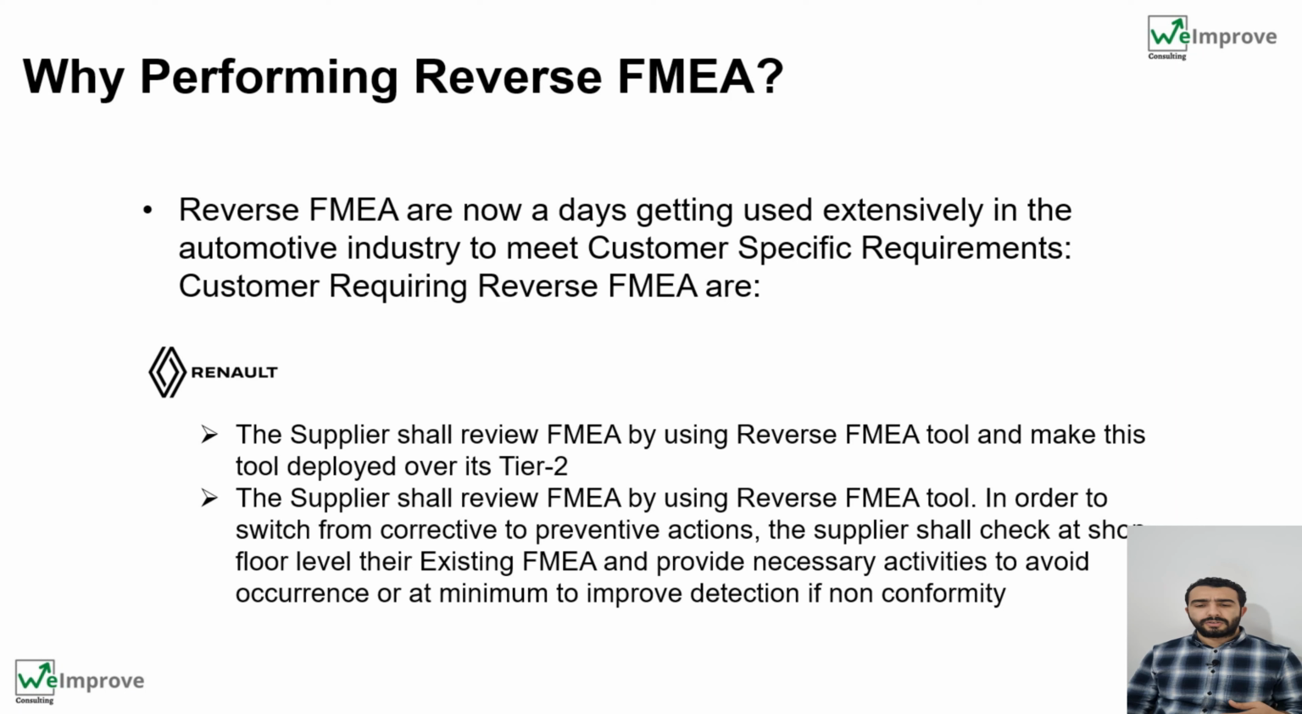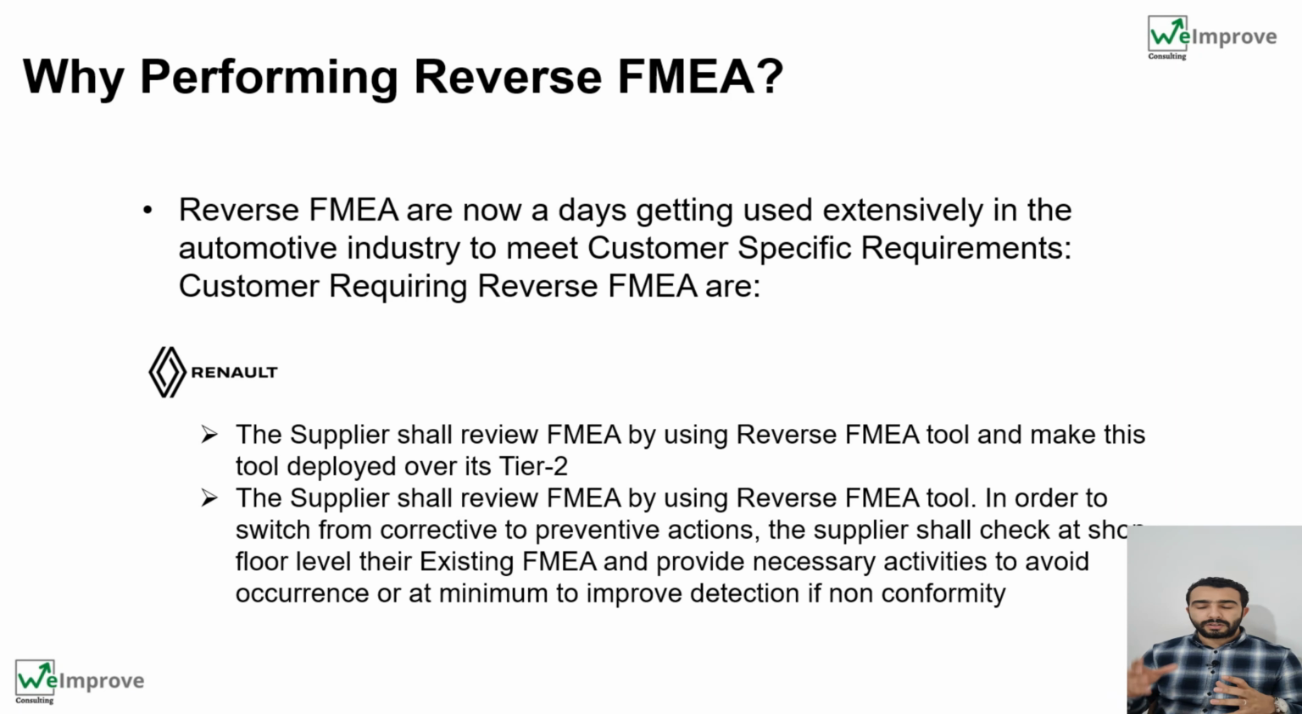Let's start with Renault. Renault said the supplier shall review the FMEA by using the reverse FMEA tool and make this tool deployed over its tier 2. It means that you have to use the reverse FMEA to review your FMEA, and if you are the direct supplier of Renault, you also have to push your supplier, the sub-supplier of Renault, to implement it. So it's not only that you have to implement it, but your supplier should also start to implement the reverse FMEA.